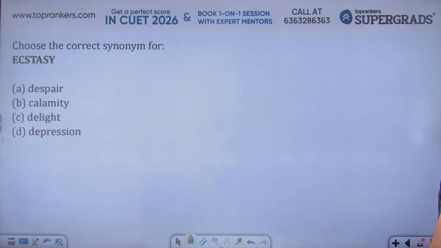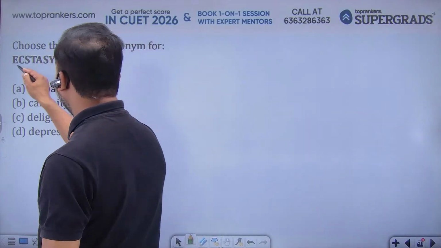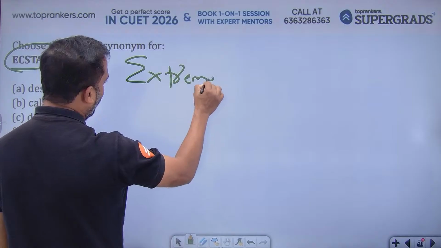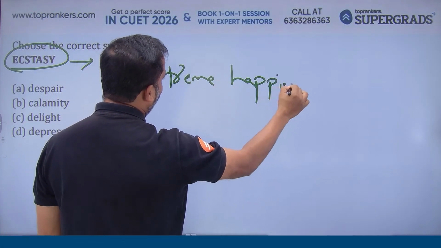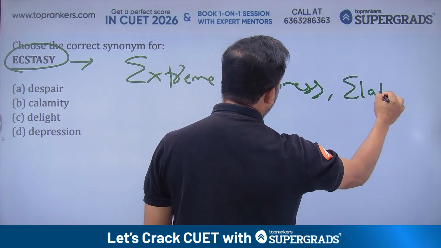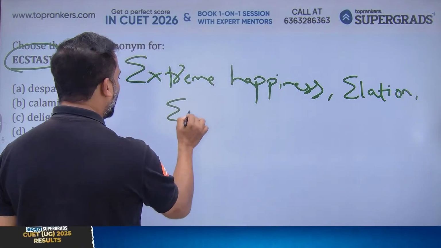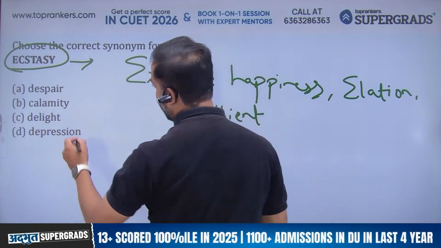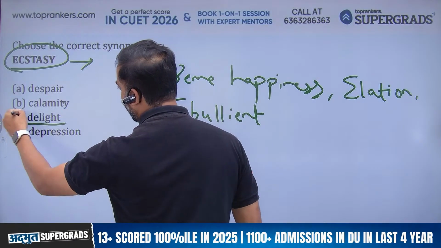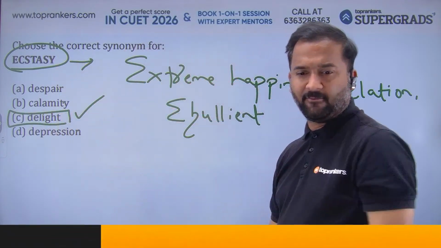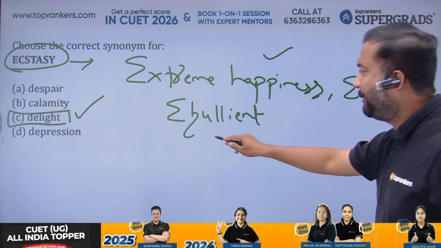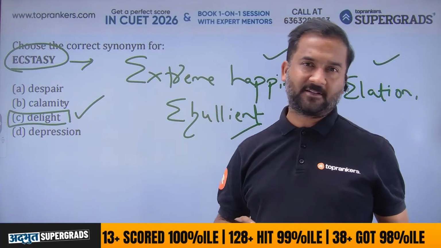That was your question. Moving on to the word, and here we need a word which is a synonym of ecstasy. Now, ecstasy is extreme joy or happiness. Extreme happiness. You can take more synonyms: elation, ebullient. And if you look at the given options, these three are negative words anyway. Delight is the word that can be a correct synonym for ecstasy. Ecstasy means extreme happiness, elation, ebullient. All these words can be its synonyms.